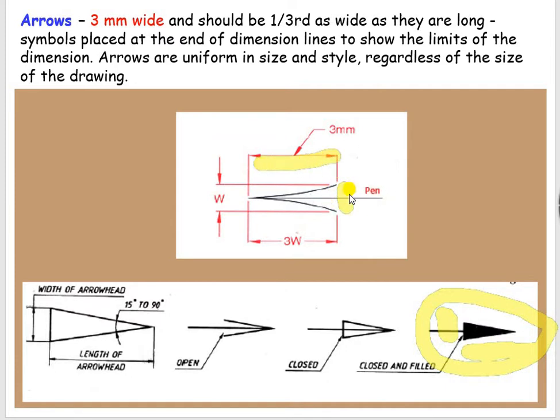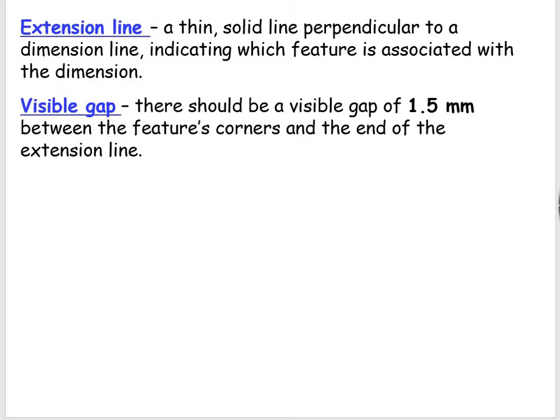If it is 1, it will be 3. If it is 2, then it is 6. If it is 3, then it is 9. If it is 4, it is 12, like that. Please make sure to always maintain this ratio, that 1:3. Alright. Then a very important part is the extension line and the visible gap.